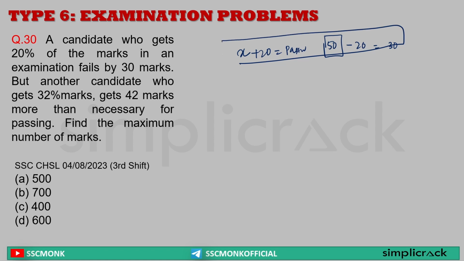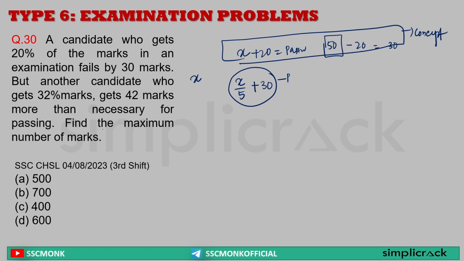Yes. So based on this concept, we will be solving this question. This was the concept. Okay. So let's not get confused with it. It is saying the candidate got 20% of the marks. So let's say the total mark was X. So 20% means X by 5, and failed by 30 marks. So X by 5 plus 30 is what? This is my passing mark.